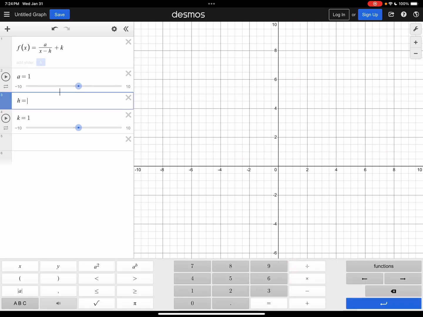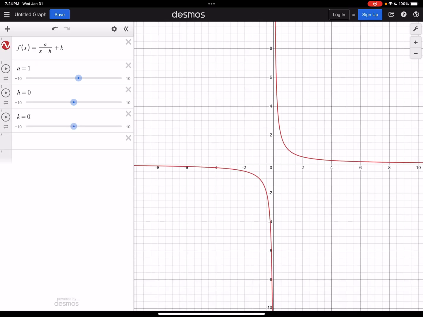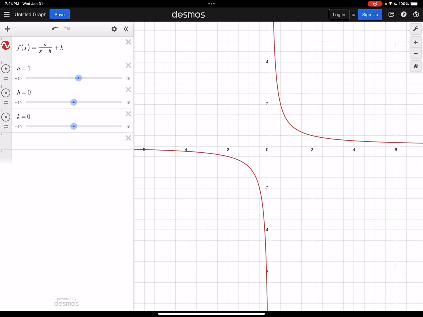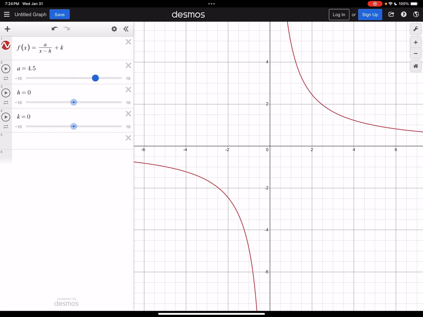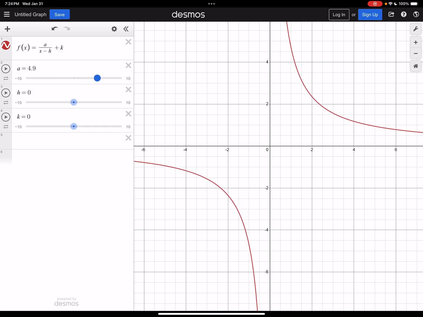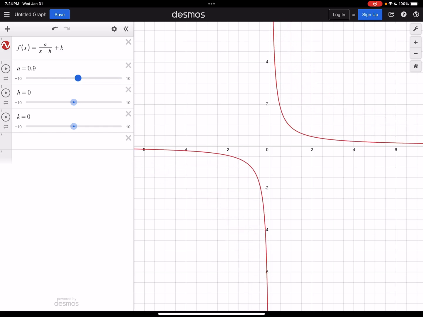Let's set h and k to 0 because the function is centered at 0. So there's the parent function, right? That's who we just graphed. And we're just going to adjust these sliders. So what does a do? Well, as I move this slider back and forth, maybe let's do back and forth for positive values. You see a kind of dilation here, sort of stretch, right?